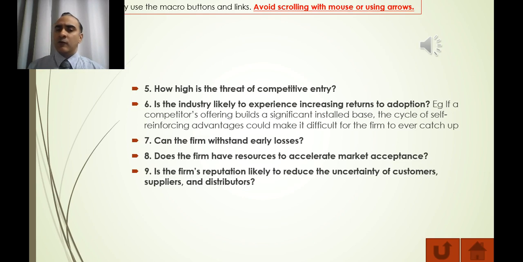If I'm going to be an early mover, can the firm withstand early losses? Can I go 2, 3, 4 years without making much profit, or with losses? Big companies can do it. Small companies may not have the resources to wait so long, and maybe the innovation is good and the product is great, but they are not able to carry on, right? And likely the firm's reputation, number 8 and number 9, will go very well together. Resources to accelerate the market acceptance, and the resources I have.